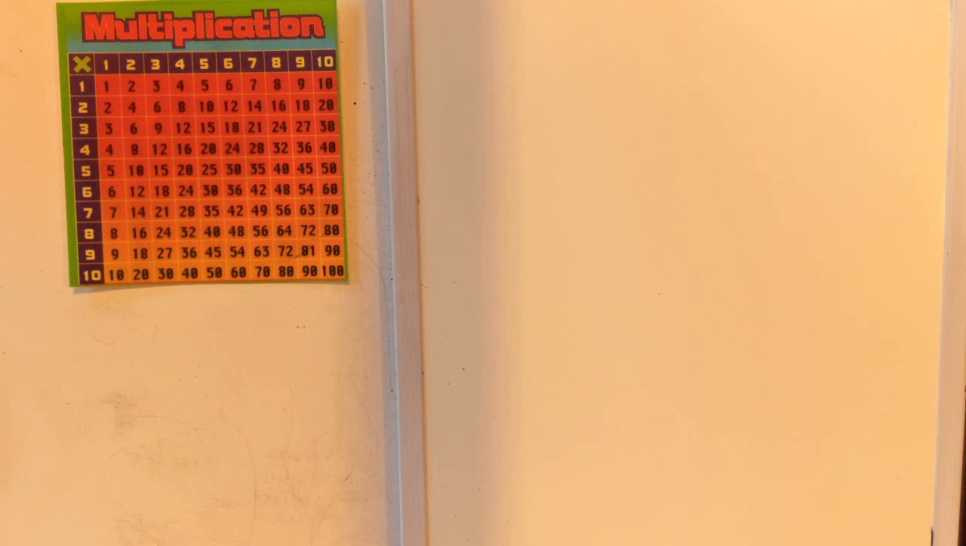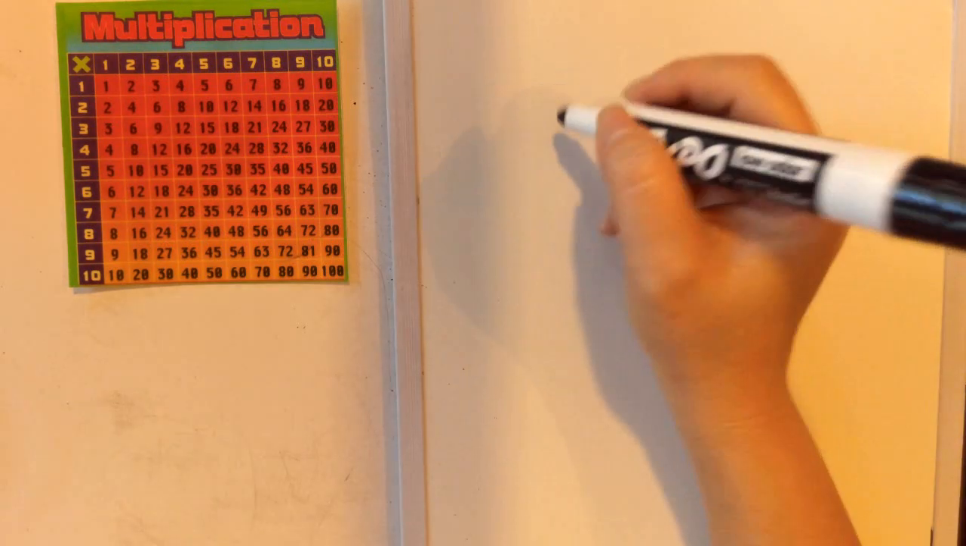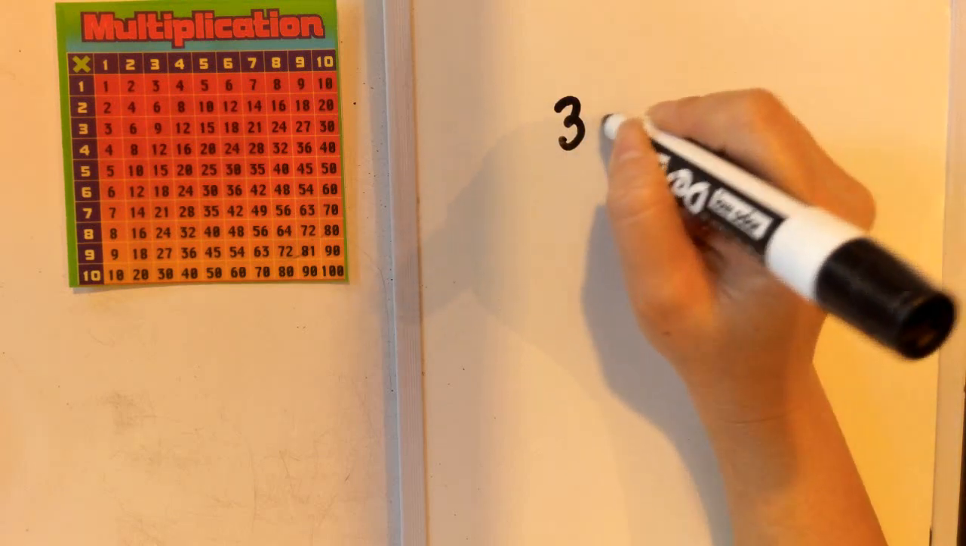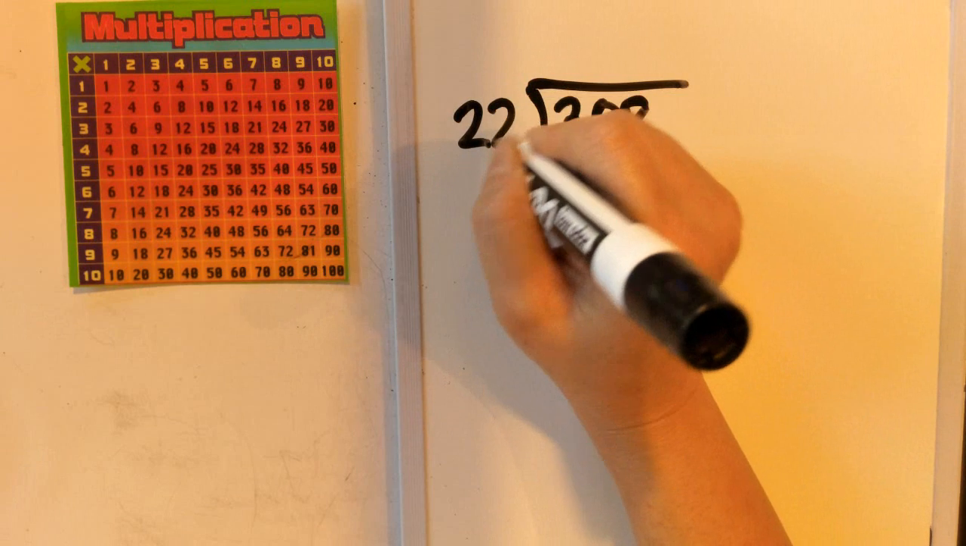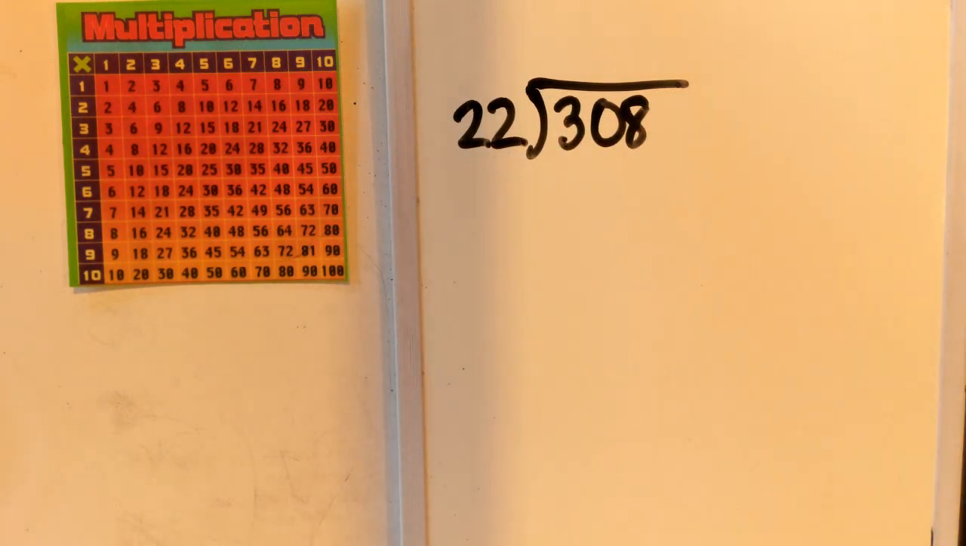Alright guys, let's try another problem using what we just learned. So for example, I have 308 divided by 22. Okay, again, these numbers look scary to me because they are in the hundreds and I don't like to divide. So we're just going to be using the strategies that I've just shown you in the first problem to see if it's going to help you with this problem as well.